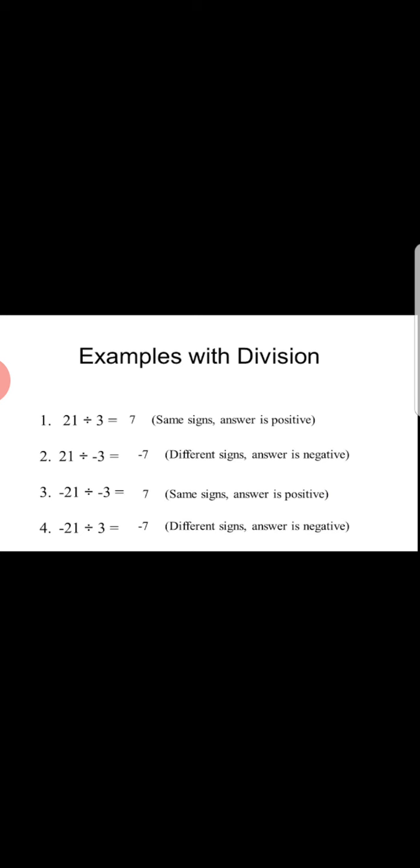Here are some examples with division of negative integers. You can see in the first example, both integers are positive, both have the same sign. 21 and 3 both have positive sign, so the answer is positive. In the second example, both integers have different signs, so the answer will be negative. In the third example, both integers again have the same sign, so the answer will be positive. In the fourth example, both integers have different signs, so the answer will be negative.